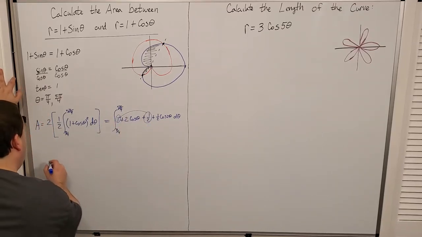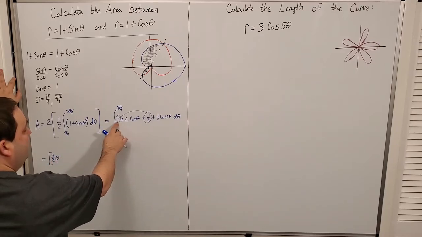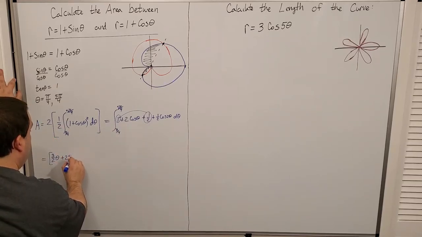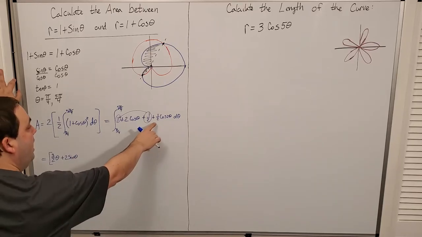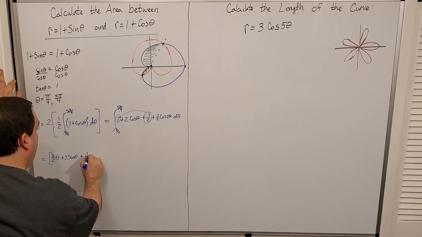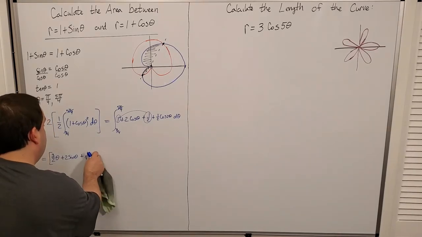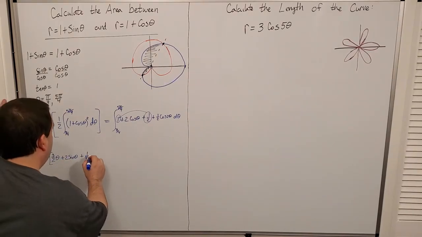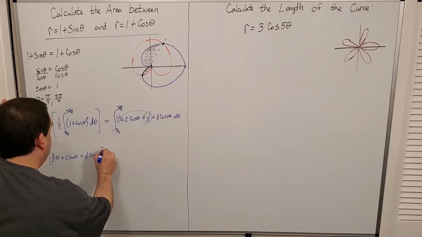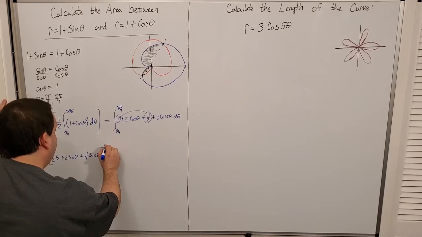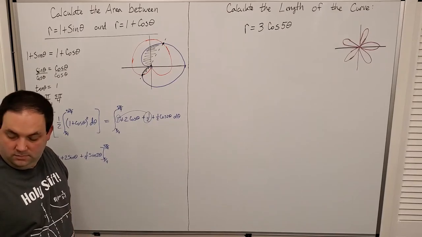Okay, so let's do my antiderivative here. I'm going to have 3 halves theta, because 1 half plus 1 is 3 halves, and then integrate. Plus 2 sine theta, and then plus 1/4 sine 2 theta, from pi over 4 to 5 pi over 4, naturally.